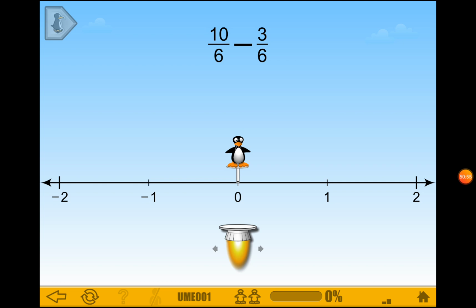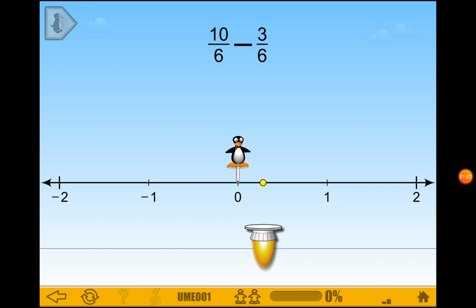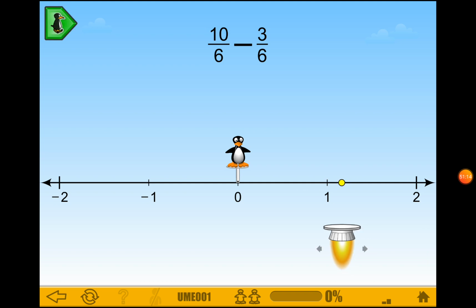So this is 7/6, so 10 minus 3 is 7, and then the denominator is 6. So that would be 7/6, so this is 6/6. Then you divide it, so this is in the middle, so this is 3/6. No, this is 9/6. So then 8/6 is right here, and 7/6 is around right here. I think.